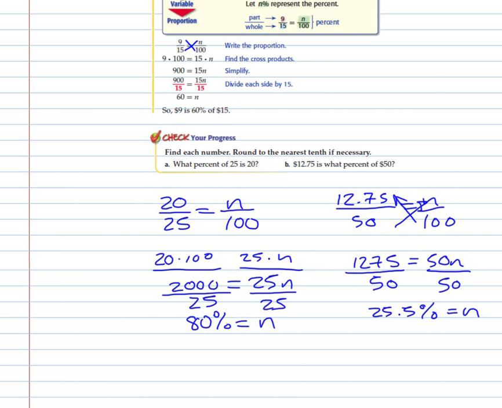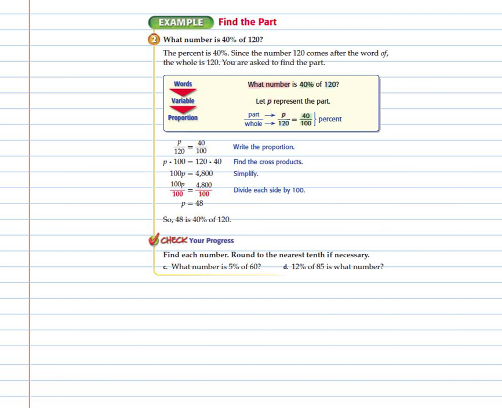What number is 40% of 120? In this case, P represents the part. So now I'm looking for the part. I know the whole. I know the percent. So my proportion looks like this: P over 120 equals 40 over 100. Cross products are P times 100 equals 120 times 40. 100P equals 4,800. Divide both sides of the equation by 100. So 48 is 40% of 120.